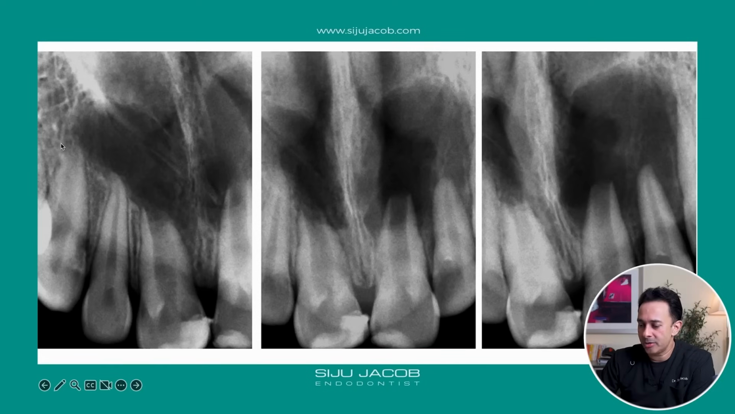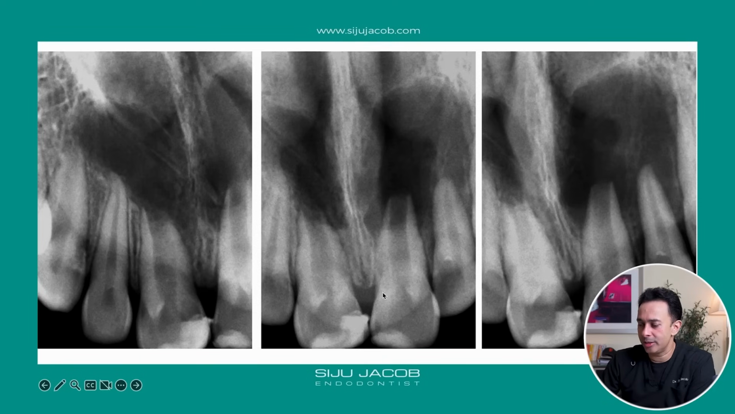This is again a case where there was a very large lesion from canine to canine. This patient was originally referred by the oral surgeon to do root canals in all 6 teeth. The plan was to do endo from canine to canine, and then the surgeon was planning to curette the whole lesion in the operation theater, which was a quite invasive procedure. But when I checked the vitality, I found that only these 2 teeth were non-vital. The other teeth were vital.